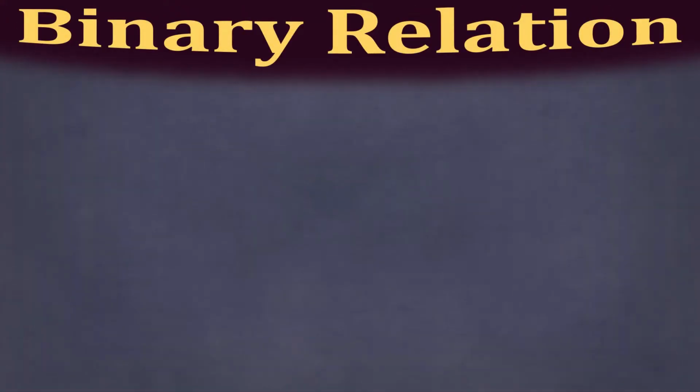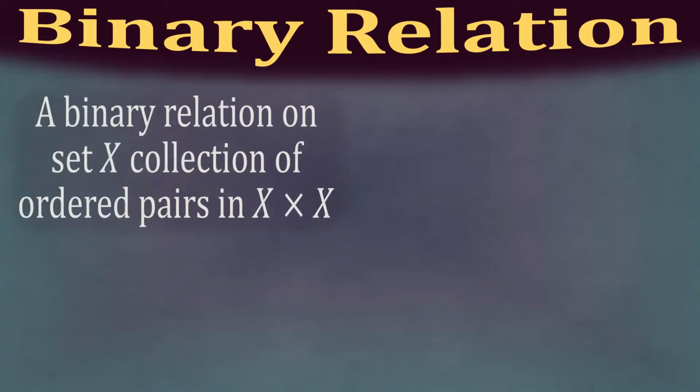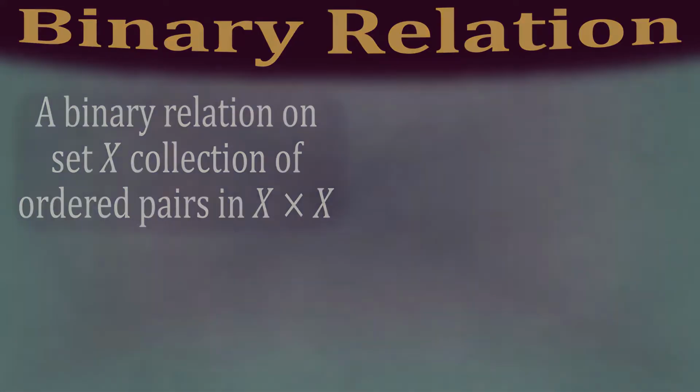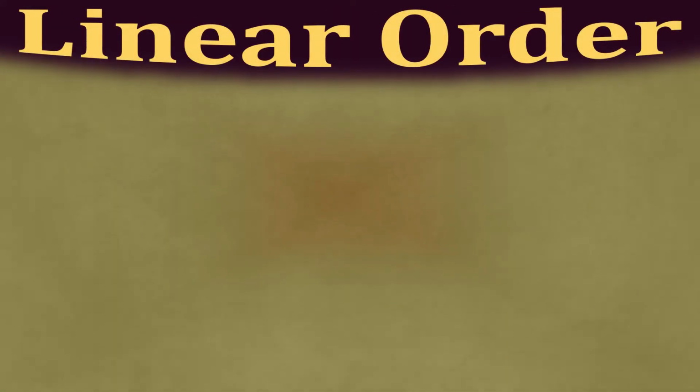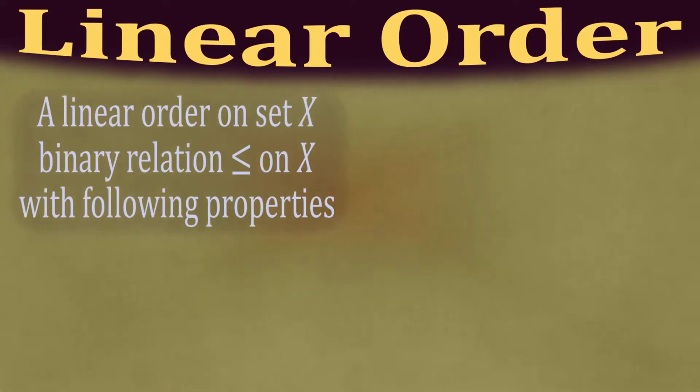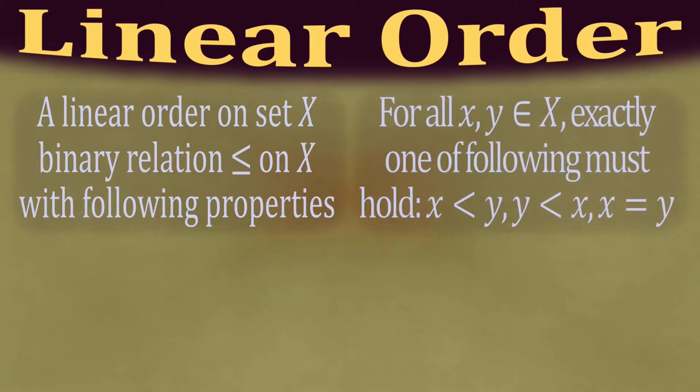We now want to move on to discuss linear order, so we need to define a binary relation. A binary relation on a set X is a collection of ordered pairs in X × X. Now, we can define a linear order. A linear order on a set X is a binary relation ≤ on X with the following properties. For all x and y in X, exactly one of the following must hold: x < y, y < x, or x = y.